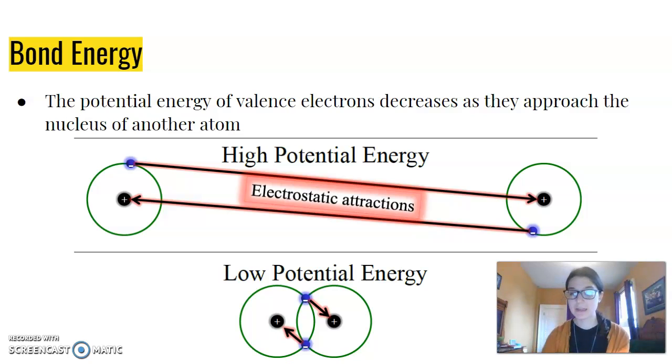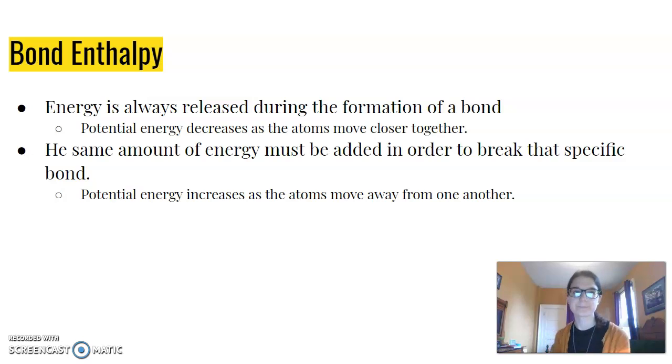When the bond length gets shorter than that average bond length, it's compressed and the potential energy rises because you're pushing those two nuclei closer together. So that increases the repulsion, which then would push the nuclei back apart. So energy is always released when a bond is formed. Potential energy decreases as the atoms move close together, and the same amount of energy must be added to break that bond for any given substance.